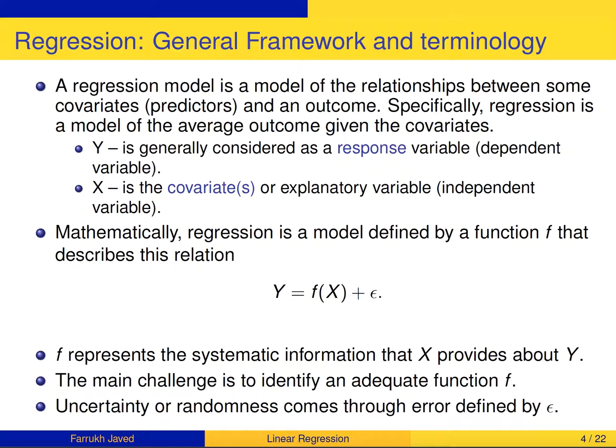So let's come back to the topic, regression. We'll talk about the general framework of regression and some terminologies which we will be recalling in future as well. A regression model is a model of relationships between some covariates and an outcome. Now this is important. When I say covariates, it means variables which are correlated. Or if not in that way, you can think of variables that are actually influencing the outcome. Sometimes we use the word response for the outcome.